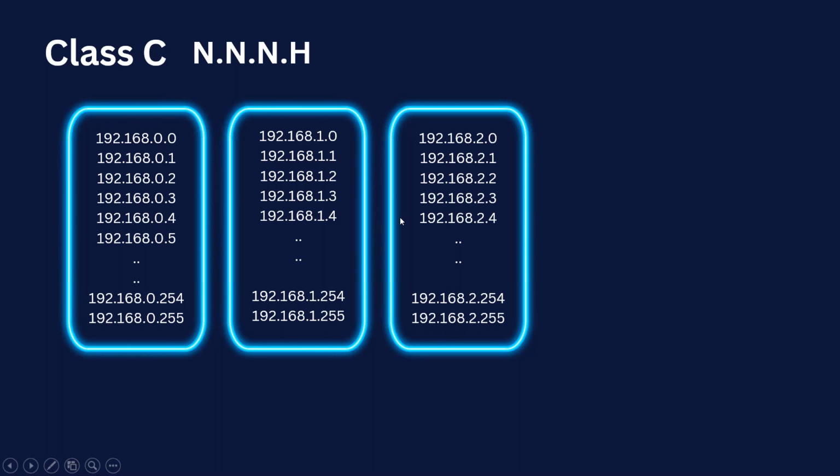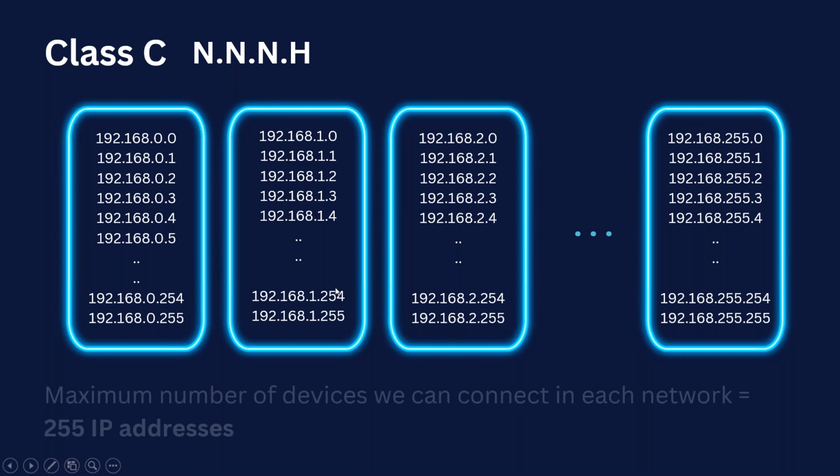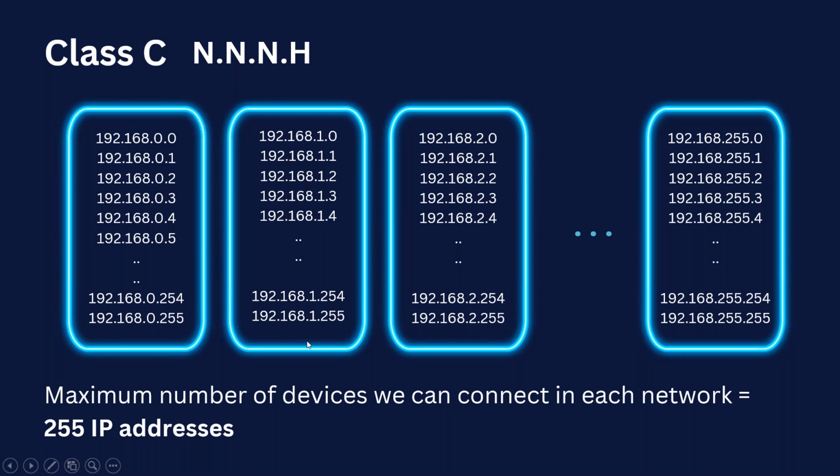So this goes on all the way up to 192.168.255.0, 255.1, 255.2, 255.3, up to 255.255. Okay. So from the first IP till the last IP, this is the 192.168.255 network. So one important conclusion is, no matter what network you take in class C, the maximum number of devices we can connect in each of that network is 255 IPs, not more than that.